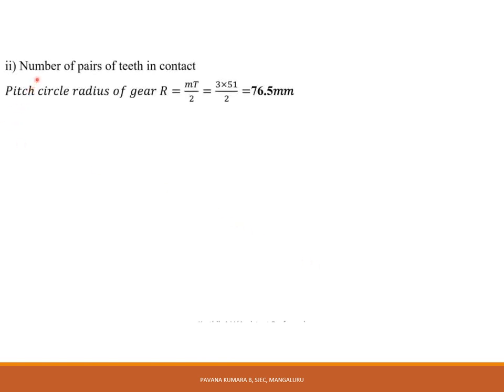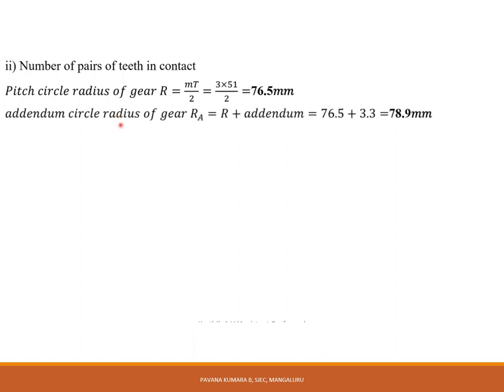Next, second sub question, number of pairs of teeth in contact. In order to find that, we have to find the pitch circle radius of gear, that is capital R is equal to mt divided by 2. T we already found, that is 51. M, the module, is also given in the question, into 3 divided by 2. From that we can determine capital R.